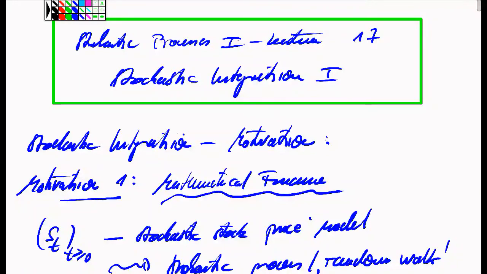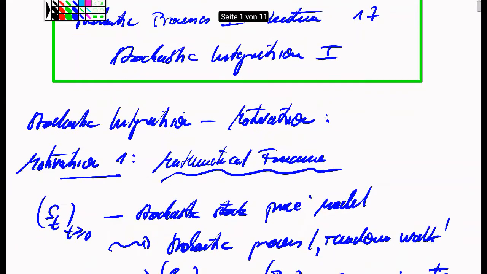Welcome to Lecture 17 in our class in Stochastic Process Theory. With Lecture 17, we will start the final chapter of this lecture series, which will be the theory of stochastic integration and stochastic differential equations. The key concept in this is the notion of the stochastic integral.